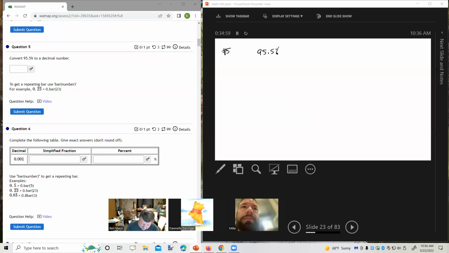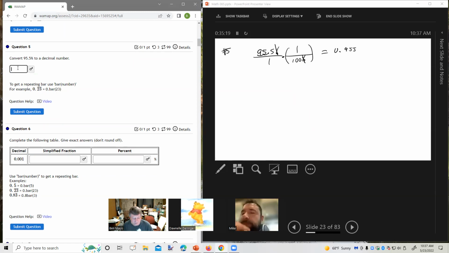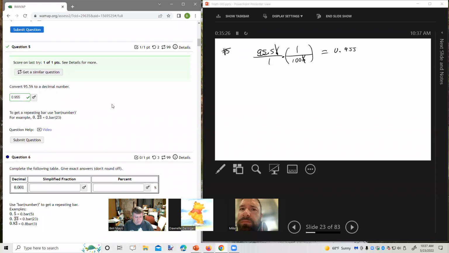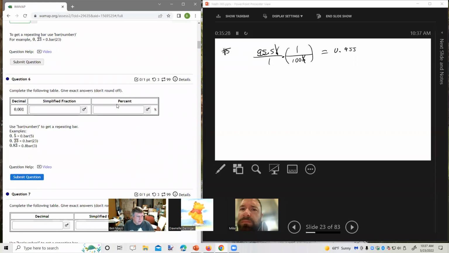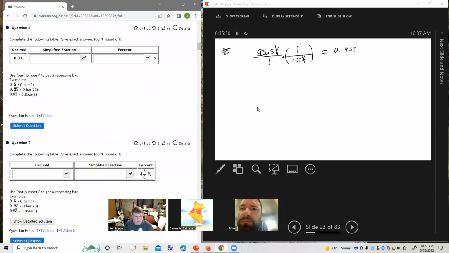Convert 95.5% to a decimal number. Well, I'm going to multiply that by 1 over 100% using that unit conversion factor. That will get rid of the percent sign. Dividing by 100 moves the decimal point 2 places to the left. So we get 0.955. All righty. And moving on to problem number 6.